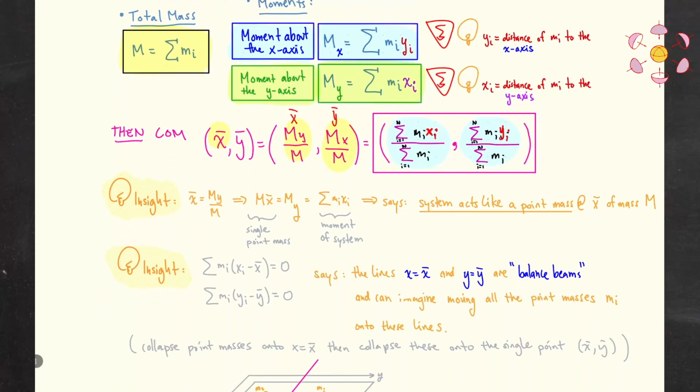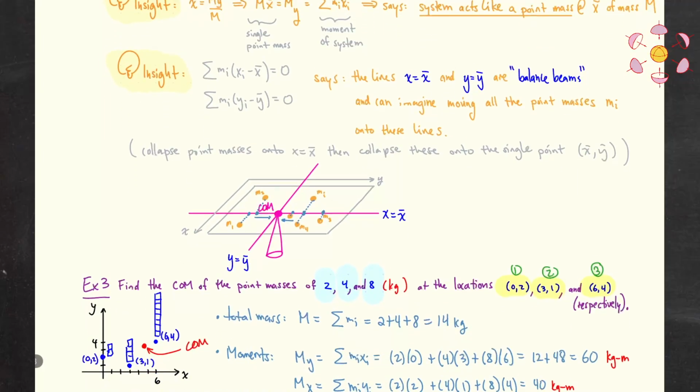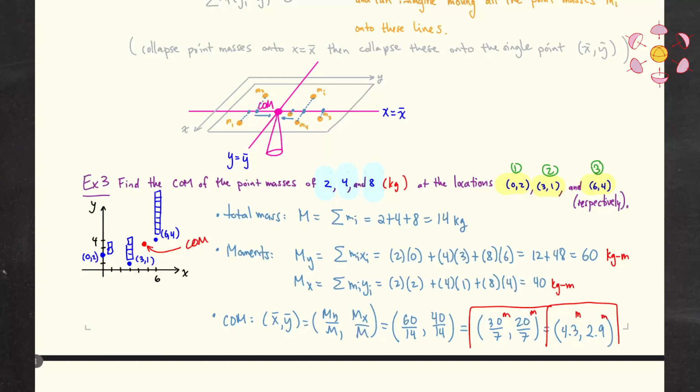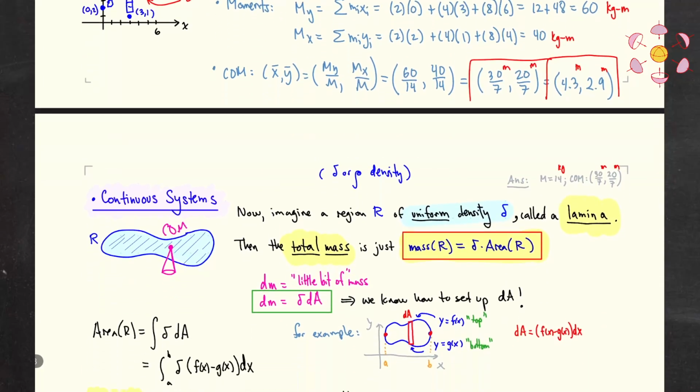Okay, so I've got a bunch of extra insight here that if you're interested, you can pause the video and just read what I wrote there. And I've also got an example here from the discrete situation that you can take a look at.